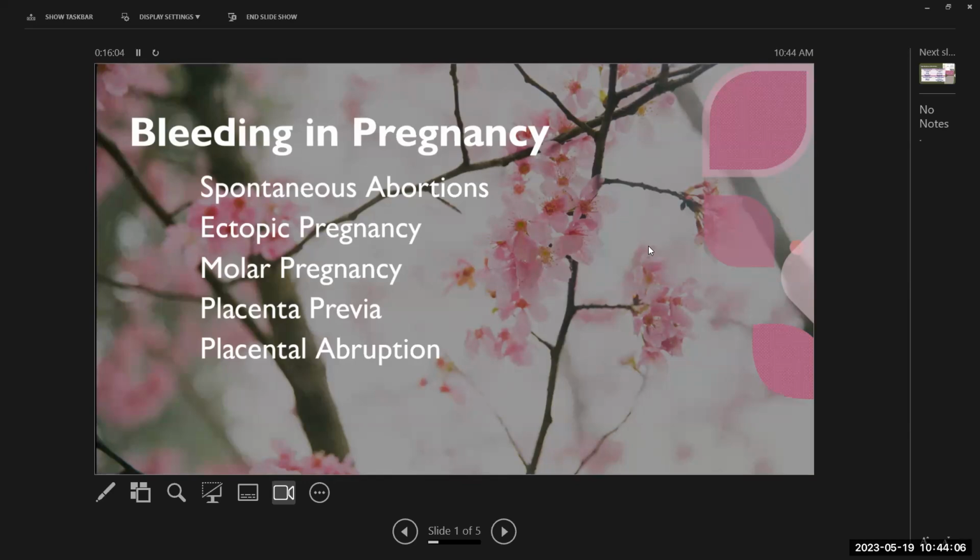Placenta previa, placenta is implanted in the wrong area, and it's covering the os. C-section, the only way we can deliver this baby. And then placental abruption, a lot of pain, mortality rate is high, and we have to do a C-section as well.